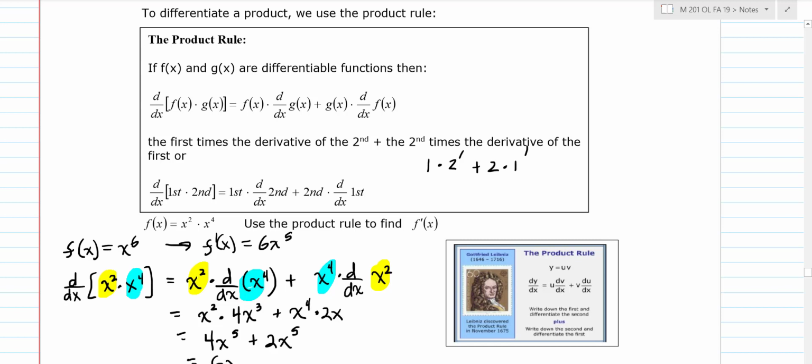Look at that. We get 6x to the fifth. Hallelujah. Okay, so see, it works. That doesn't prove anything, but it certainly shows that it works in that case.